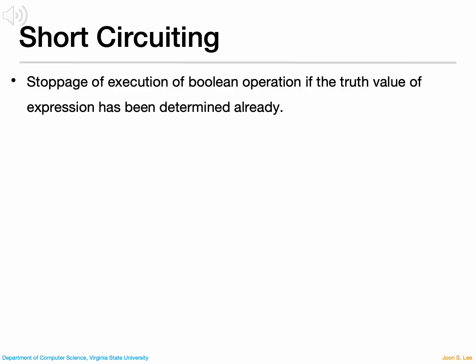Short-circuiting occurs when Python stops evaluating a Boolean expression as soon as the truth value has already been determined. In other words, if the outcome of the expression is clear from the first condition, Python will not continue checking the remaining conditions. This behavior improves efficiency and can also prevent unnecessary operations from being executed.